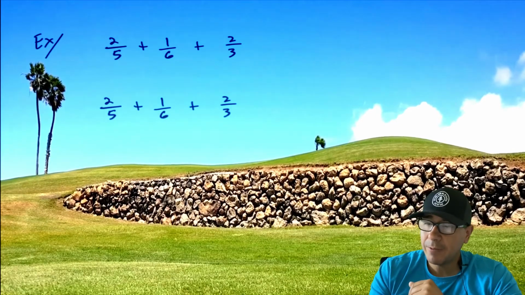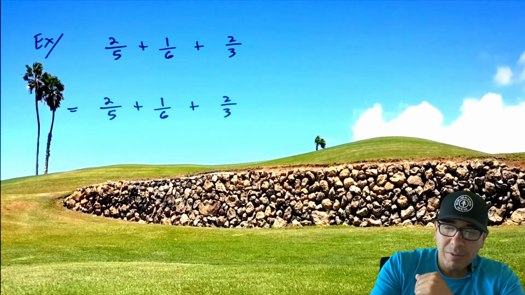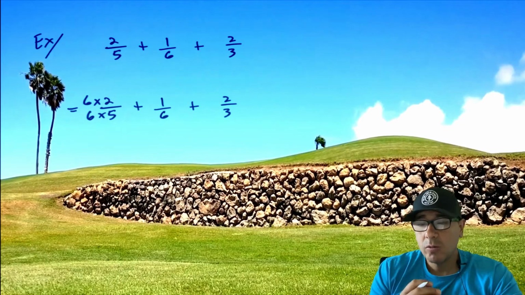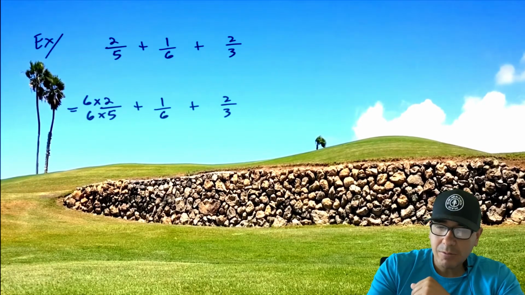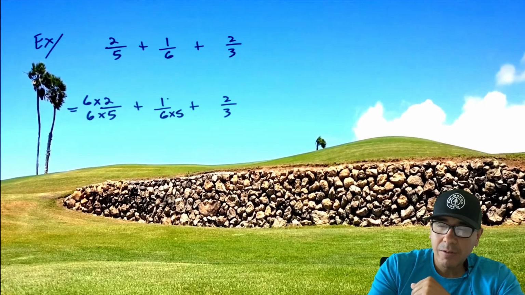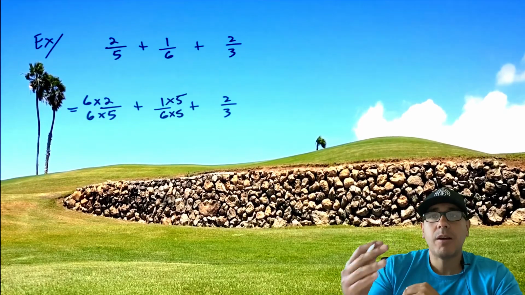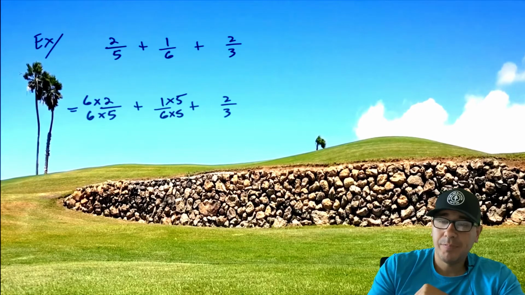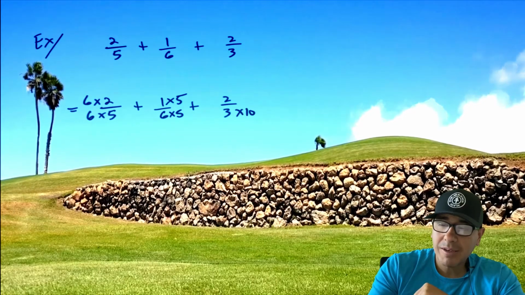So let's see here. What do I have to multiply 5 by to get 30? Well, we just said 6. So what you do to the bottom, you do to the top. What do I multiply that 6 by to get 30? Well, you just said 5. So we multiply top and bottom by 5. What do we multiply that 3 by to get 30? That's right, we multiply by 10.